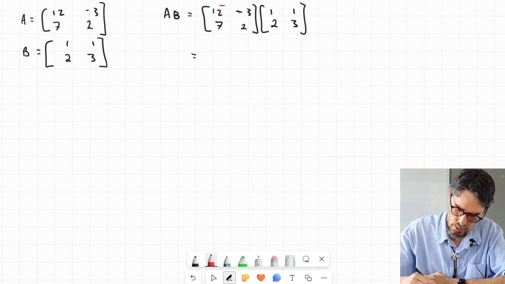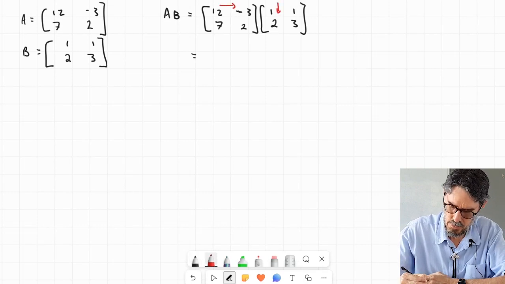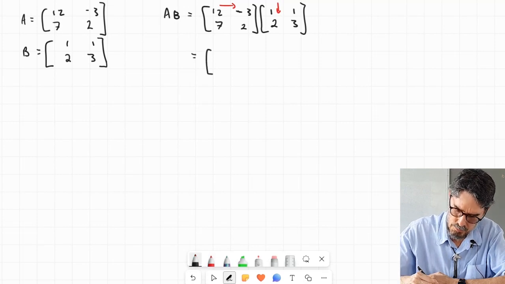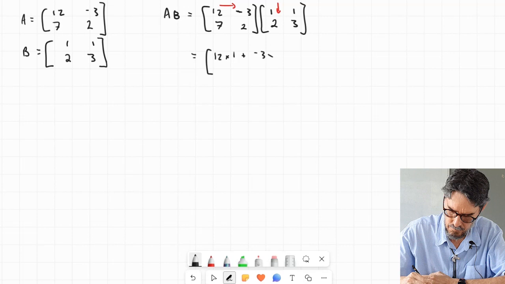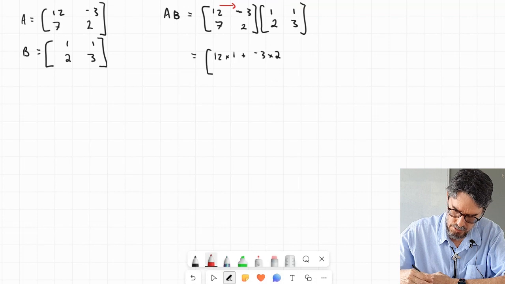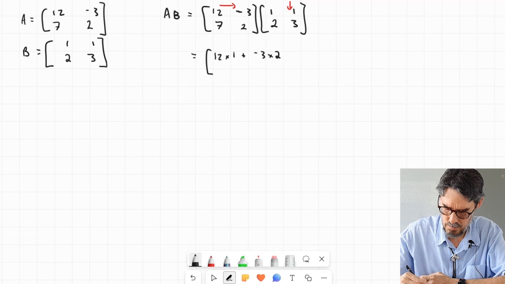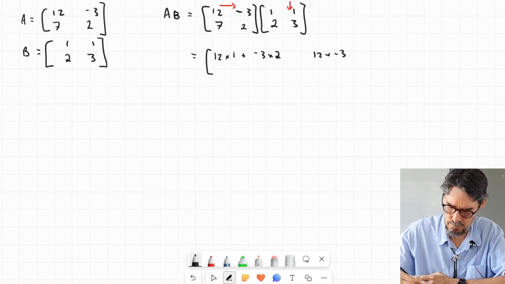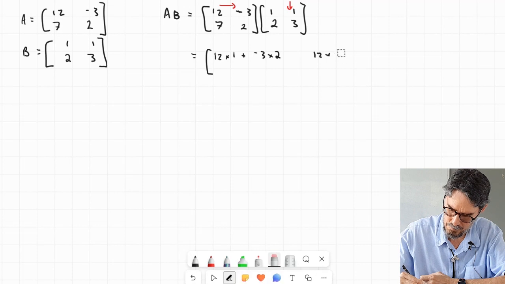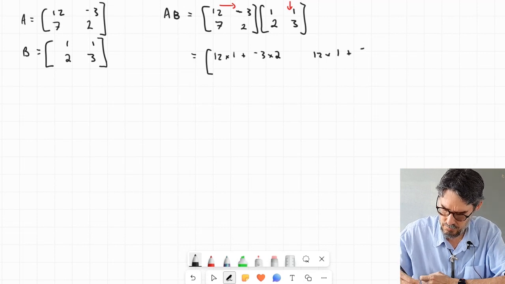So what I'm going to do is go across the first row and down the first column. So I'm going to get 12 times 1 plus negative 3 times 2. Then I'm going to go across the first row and down the second column. So I'm going to get 12 times negative 3. Nope. Where did that come from? 12 times 1 and negative 3 times 3.